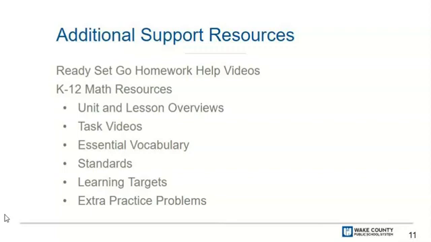The K-12 Math Resources website, which can be found on your school's website, includes additional support items such as unit and lesson overviews, videos overviewing the tasks, essential vocabulary, the North Carolina standards for each unit, learning targets for each lesson, and extra practice problems.